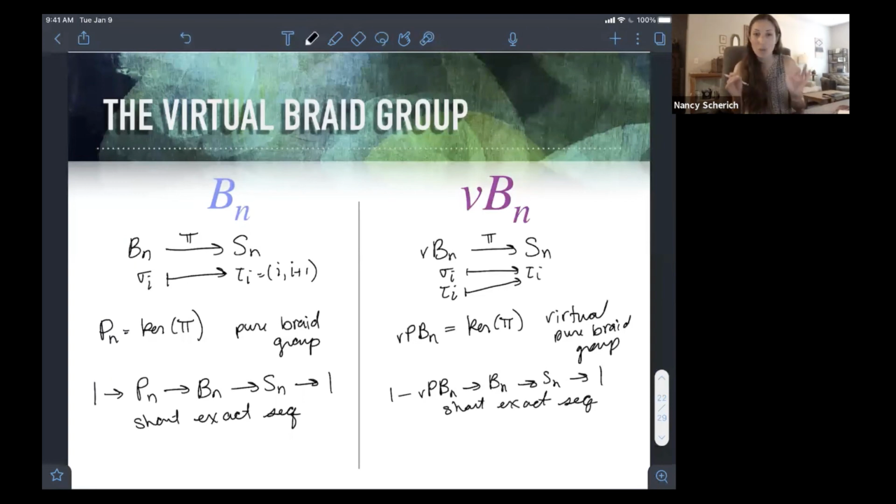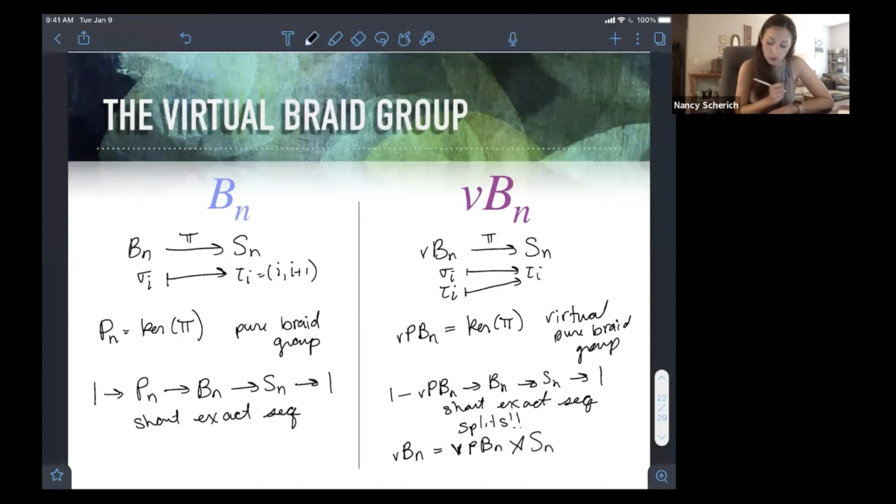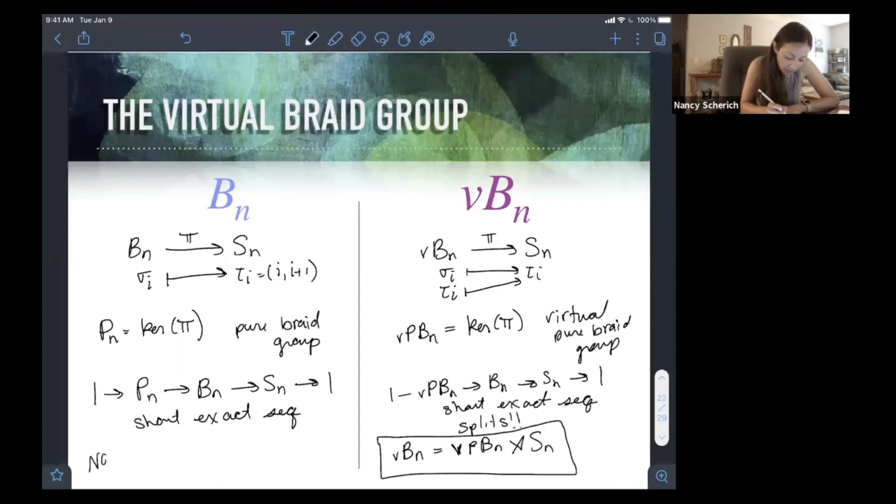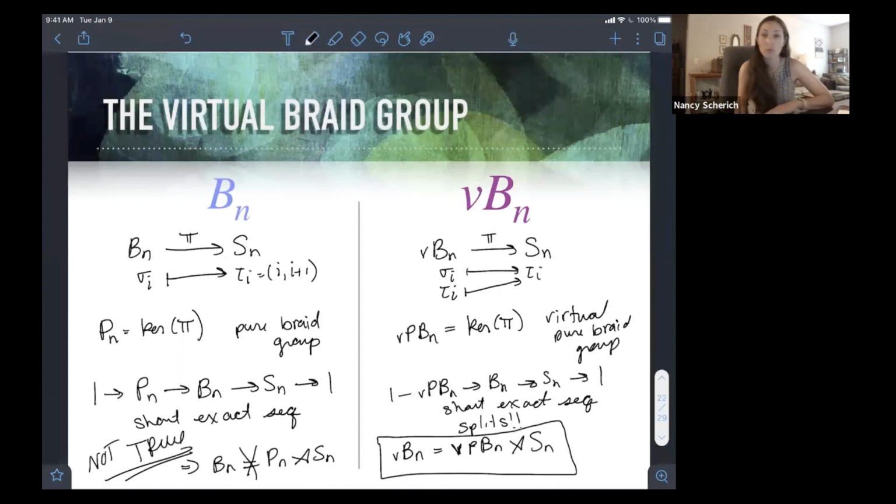All right, here's the kicker. The beautiful thing that happens for the virtual braid groups is that this short exact sequence splits. And this is amazing. This is super cool. So what does it mean that it splits? This tells you that the virtual braid group is the semi-direct product of the pure virtual braid group and the symmetric group. This is awesome. And this is not true on the classical side. So it is not true over here, meaning that your braid group does not equal the semi-direct product of the symmetric group and the pure braid group. It's not true over here, but it is true for the virtual braid group.